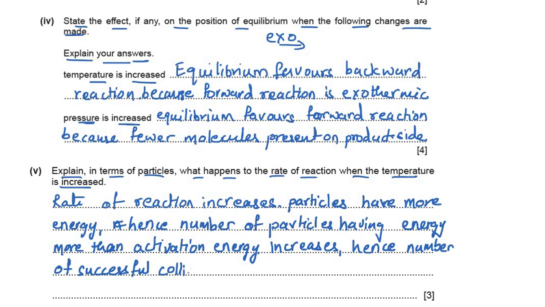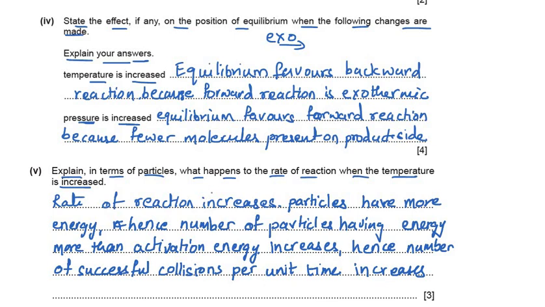Why successful collisions? Because all the collisions don't end up in the reaction. So the collisions which end up in the reaction are called successful collisions. And we also need to mention per unit time increases. That's we need to mention about the time. Or you can also write that the frequency of the successful collision increases, that is also allowed.